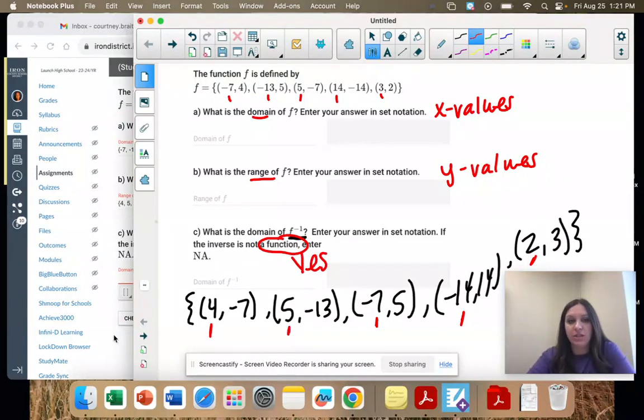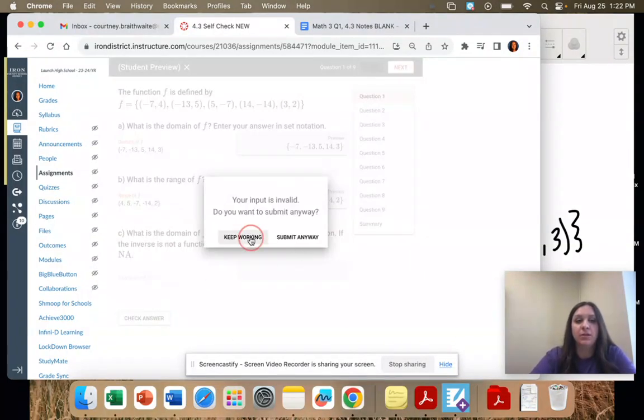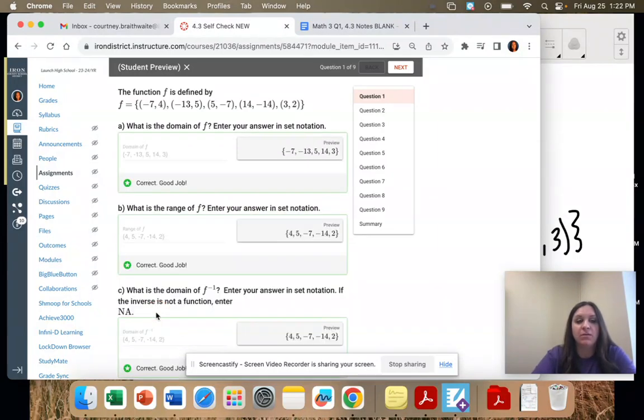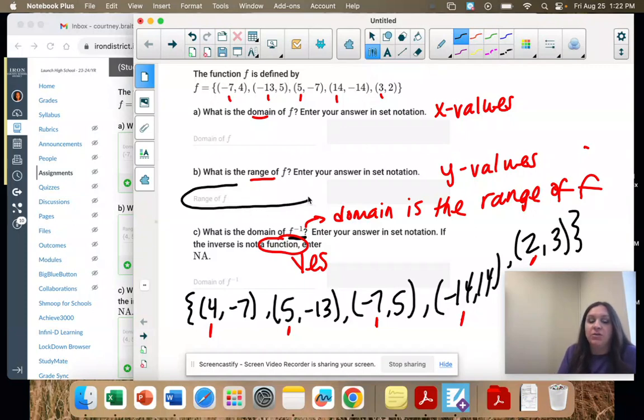Well, what did we just do? We switched the values. So the domain, the x values from the original function, are now the range, and the range values are now the domain. So the y values, oops, I just did copy paste. So this is important. On the inverse, the domain is the range of the original function of f. So I took these values, the range of f, and that's the domain of the inverse.